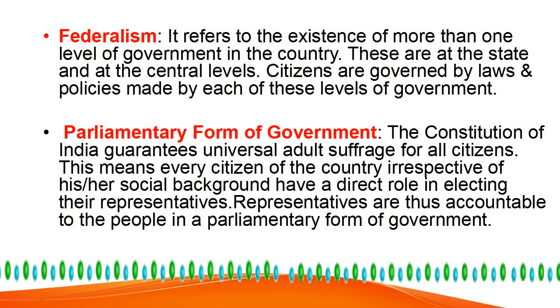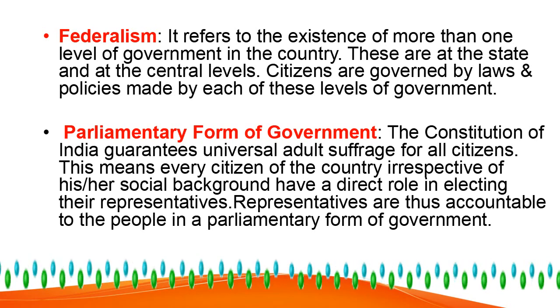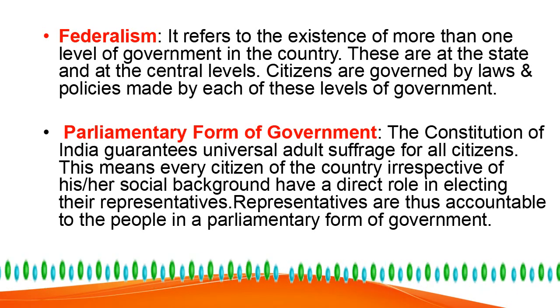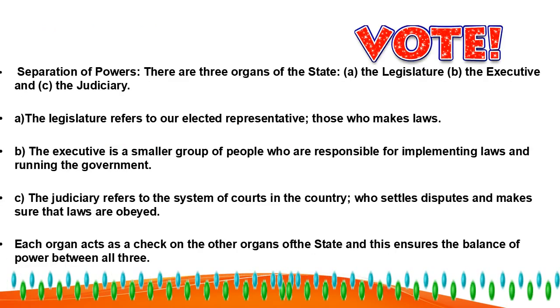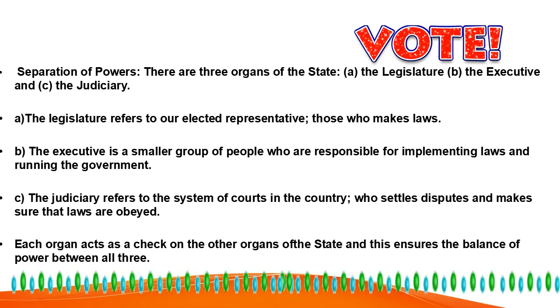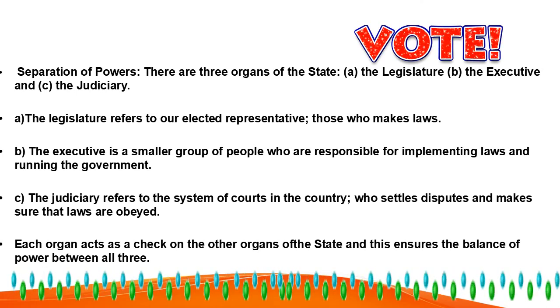Separation of powers, as you know, that there are three organs of the state. The legislature refers to our elected representatives. They are the ones who make the laws in the parliament, the MLAs and the member of parliaments, that is the MPs. The executive is a smaller group of people who are among these elected representatives only, and they are responsible for implementing these laws and, of course, running the government. You have the Prime Minister and his Council of Ministers.